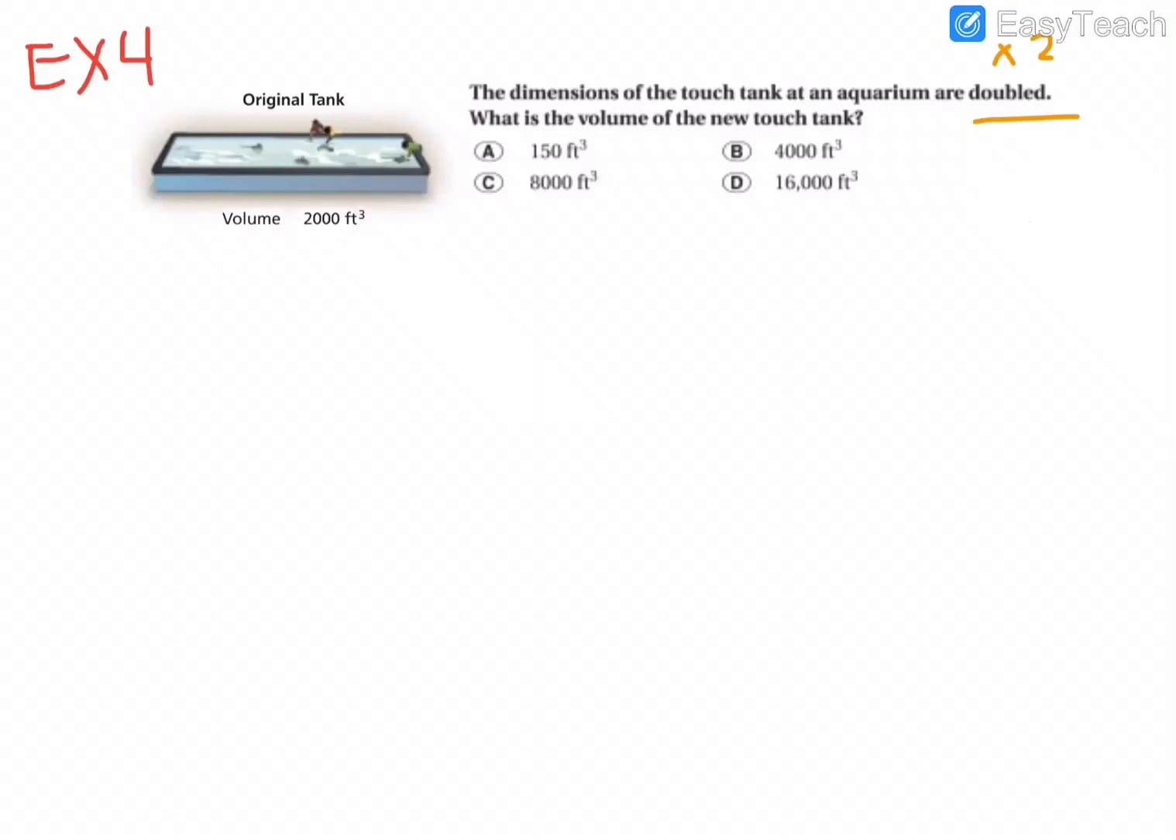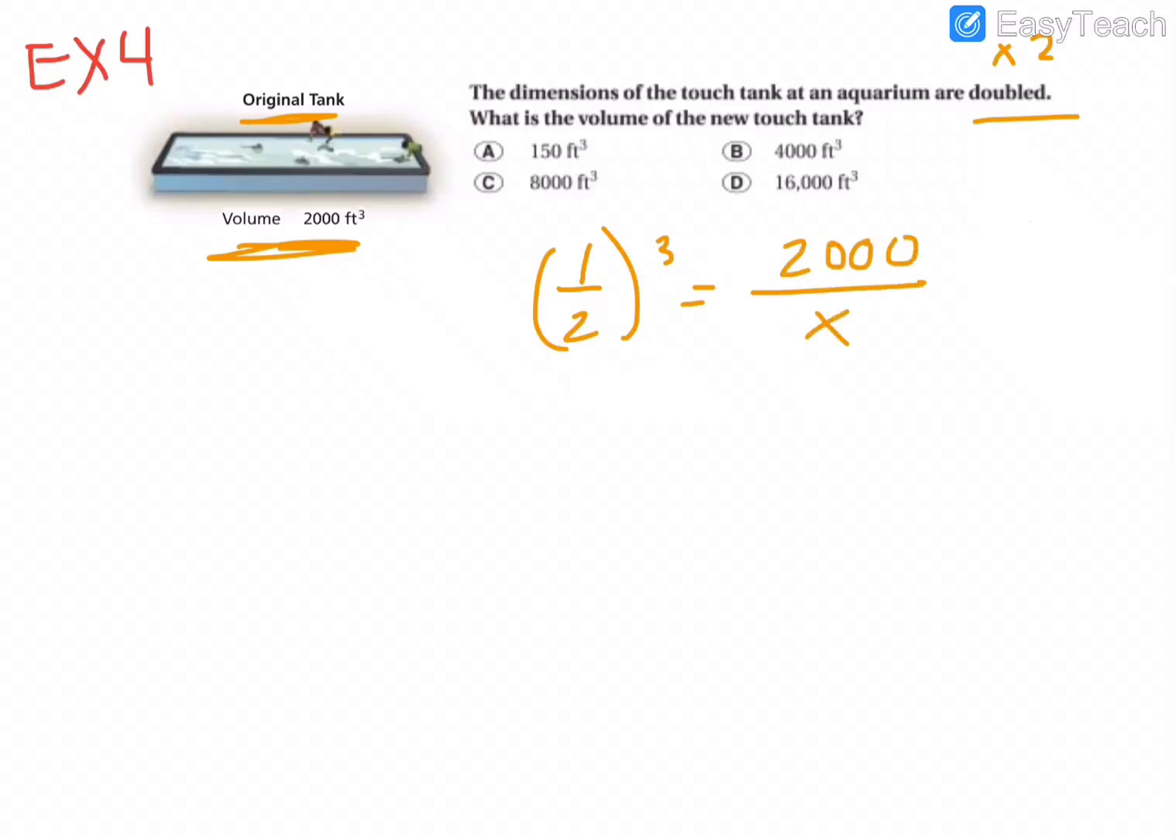So we would say, if this is the original tank and its volume was 2,000, we'll say 1 to 2 cubed is equal to 2,000 over what we don't know. So once again, where that 1 to 2 came from, since they didn't give us the dimensions over here, we just had to go off the fact that it really doesn't matter what it is. It's proportional, so it's going from one thing and doubling. So that's why I simply put 1 to 2.